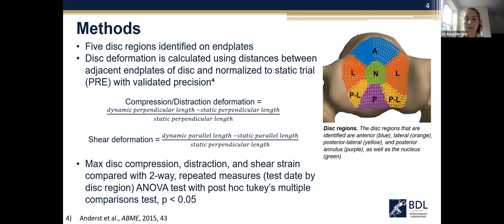The compressive distraction strain and shear deformation were calculated for each instance during the vertebral movement using the equations on this slide. The maximum intervertebral disc compression, distraction, and shear deformation of the adjacent segments superior and inferior to the fused vertebrae were compared using a two-way repeated measures test, by disc region, ANOVA test with significance set at P less than 0.05 and a post-hoc Tukey's multiple comparisons test.